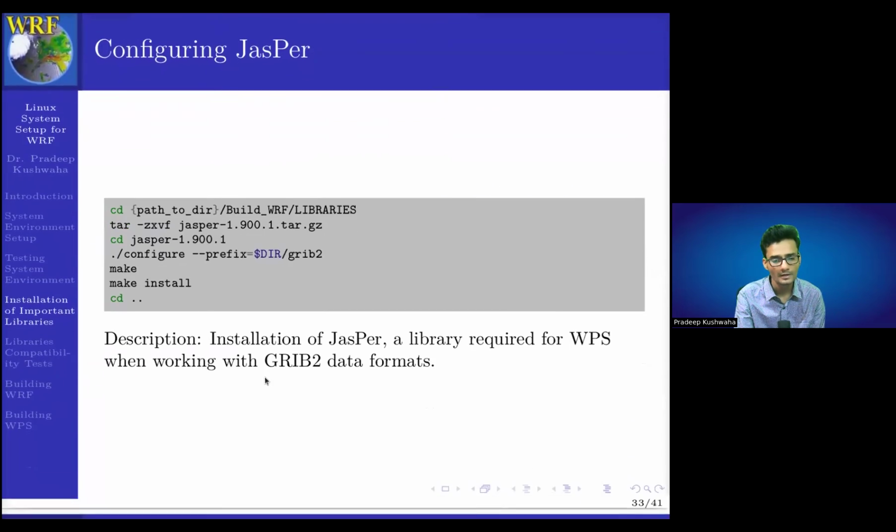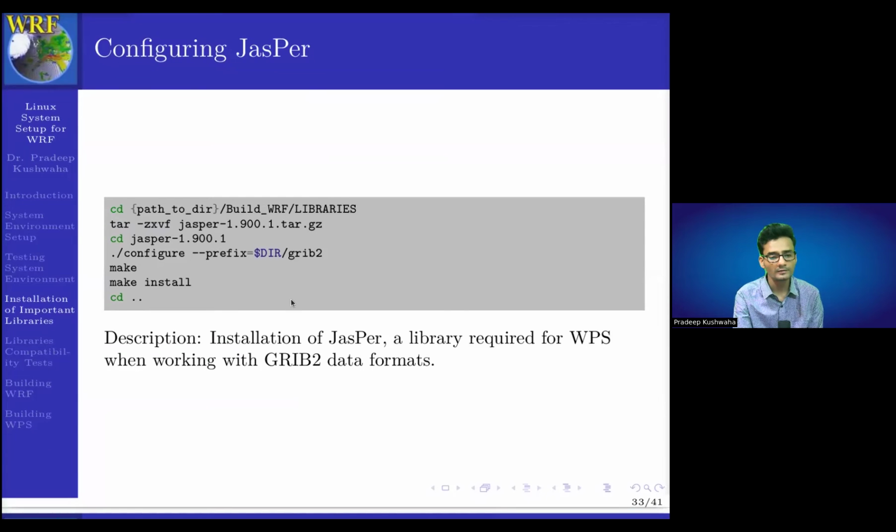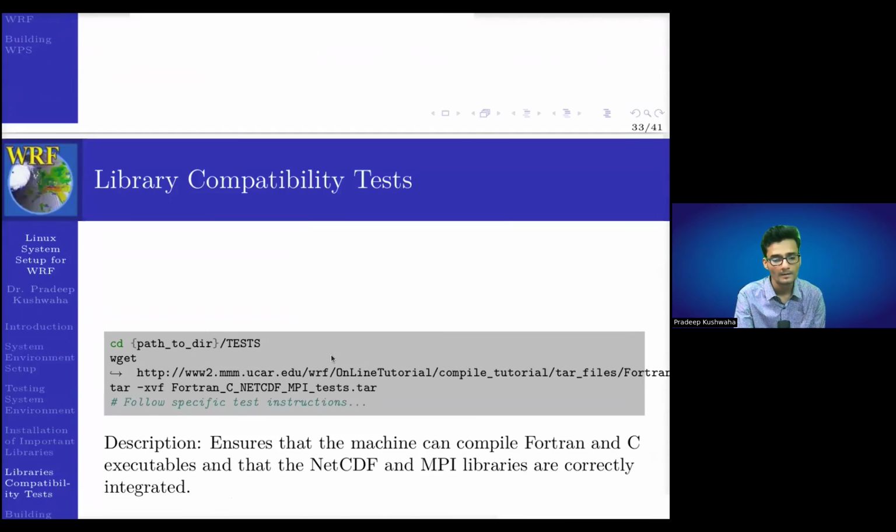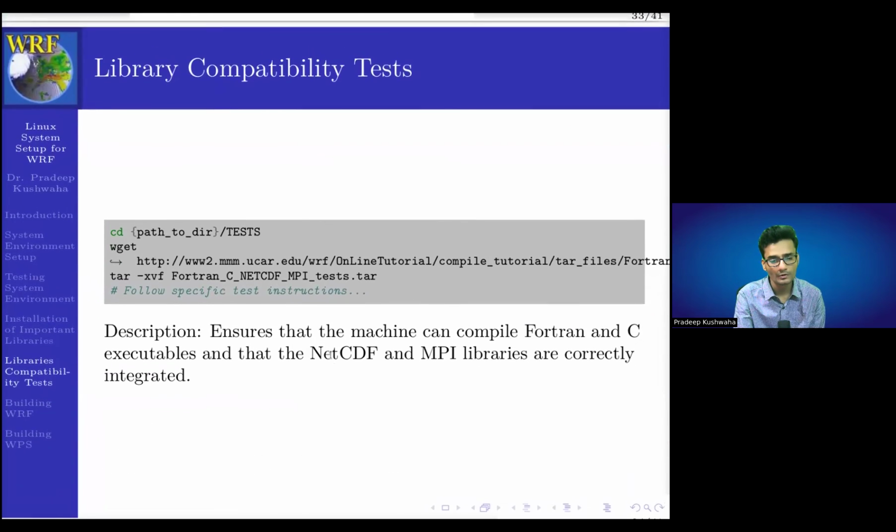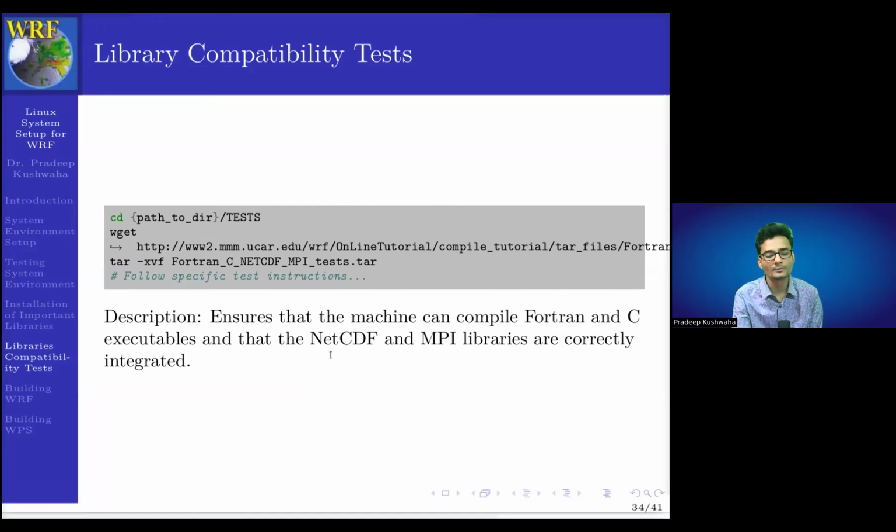Now the last one is Jasper. Jasper is also necessary for the GRIB2 capability. So again it is very simple. Go to the library directory, untar it, go to the Jasper folder, configure it, and then make install and go back again. So again, this installation of the Jasper library is also required for WPS when working with the GRIB2 data formats.